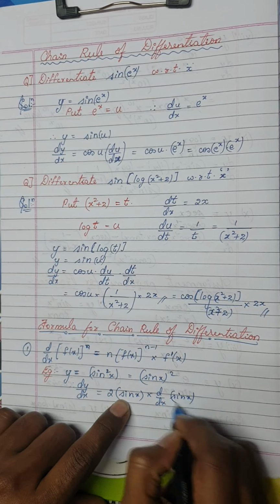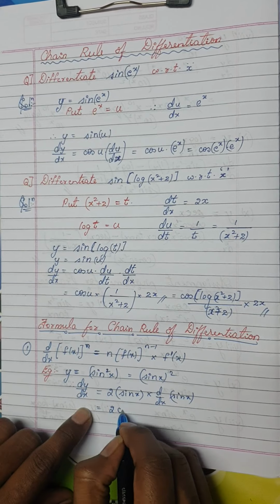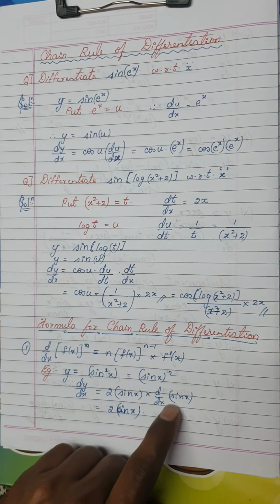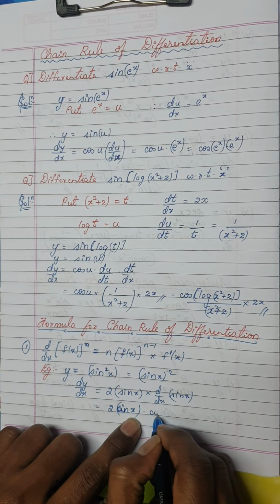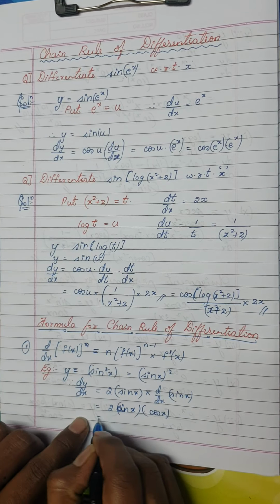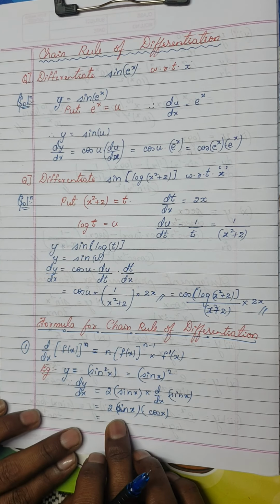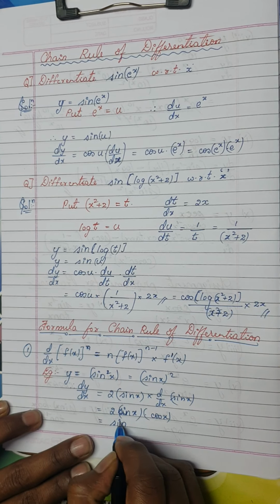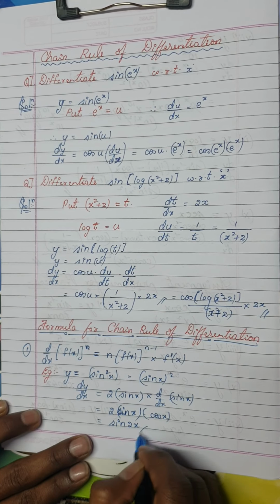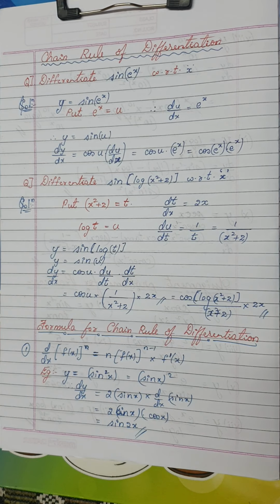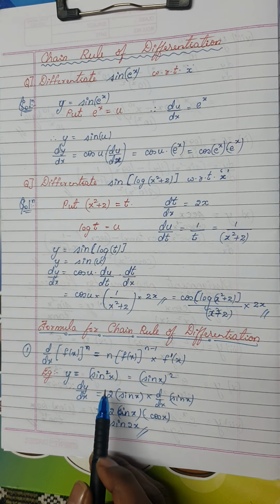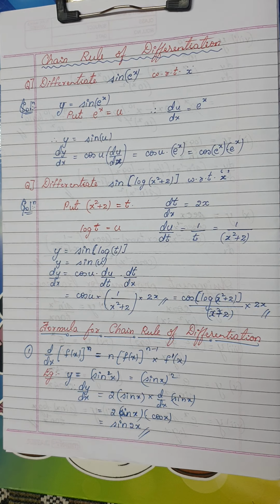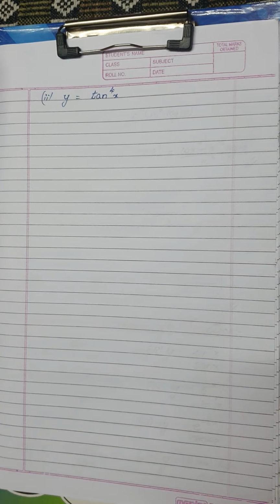So this is the procedure. So this is nothing but 2 times sine x into, what is the derivative of sine x? The derivative of sine x is cos x. Now finally we can write, we know the trigonometric formula, 2 times sine x into cos x is nothing but sine 2x. So the derivative of sine square x is sine 2x. This may not follow every time. You cannot write the derivative of sine cube x is sine 3x. Okay, remember that.